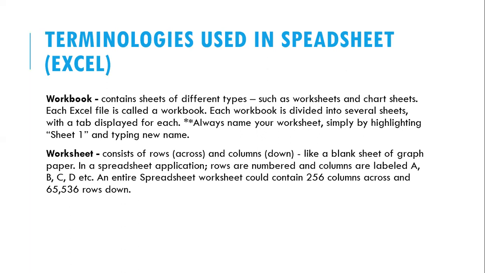Worksheet also consists of rows across and columns down, like a blank sheet of graph paper. So it's a spreadsheet application. Rows are numbered, the columns are labeled A, B, C, D, etc. And the entire worksheet contains 256 columns across and 65,536 rows down. So that's a lot of columns and rows.